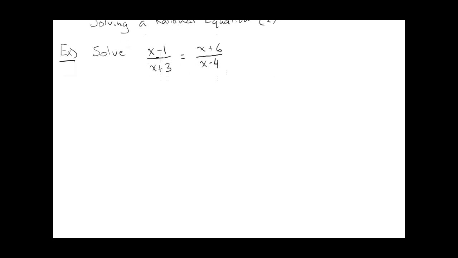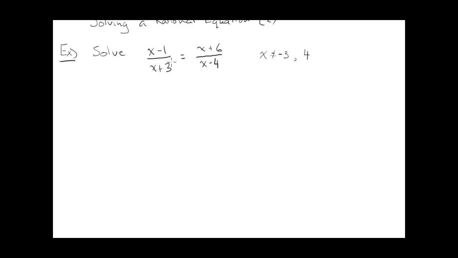The easiest and most straightforward way is to try to eliminate the denominators as quickly as you can. First thing you've got to do before you do anything is, of course, state the restriction. So x plus 3 is on the denominator, so that means x cannot be equal to negative 3, and x cannot be equal to 4, because x minus 4 is on the other side of the denominator.